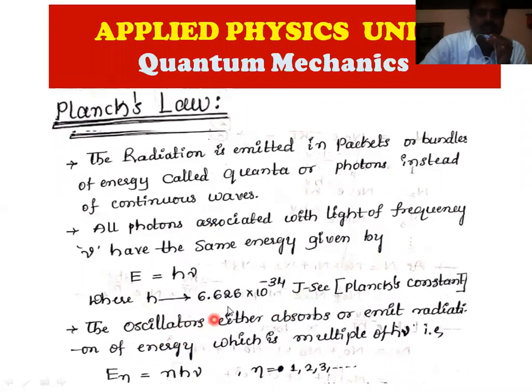The oscillators either absorb or emit radiation of energy which is a multiple of h nu, that is E equal to h nu. So if you have n energy levels, then the energy En can be equal to n into h nu.